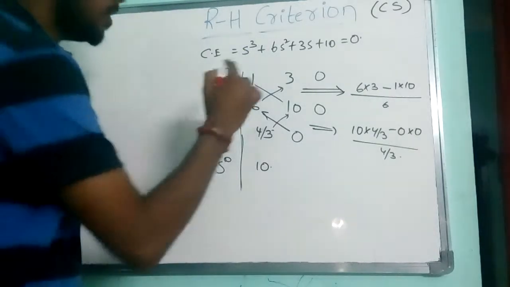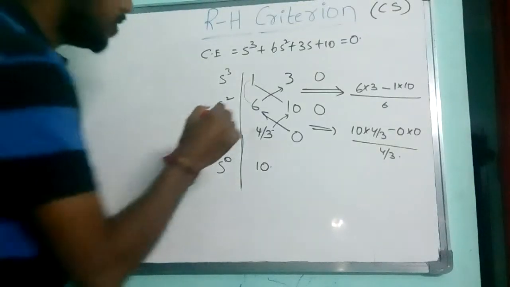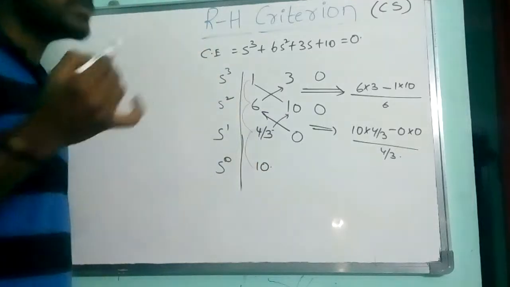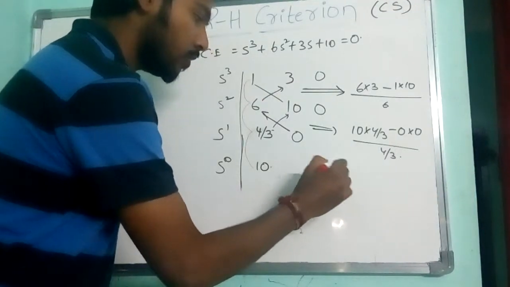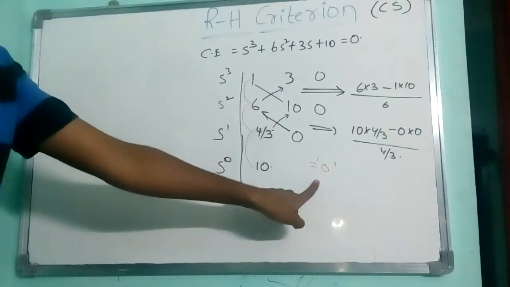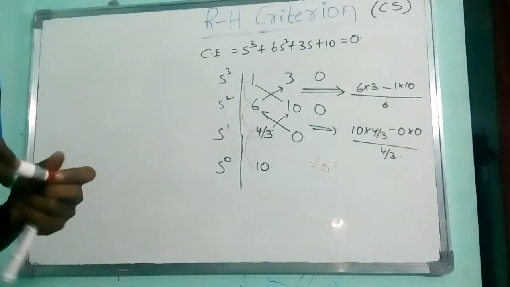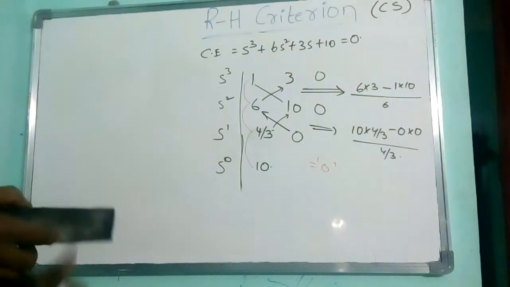Now you can see here, from 1 to 6, any sign change? No. 6 to 4 by 3, any sign change? No. 4 by 3 to 10, any sign change? No. So the total number of sign changes is 0. Then there is no sign change in the system, and such a system is called a stable system. I hope I am clear with the explanation.